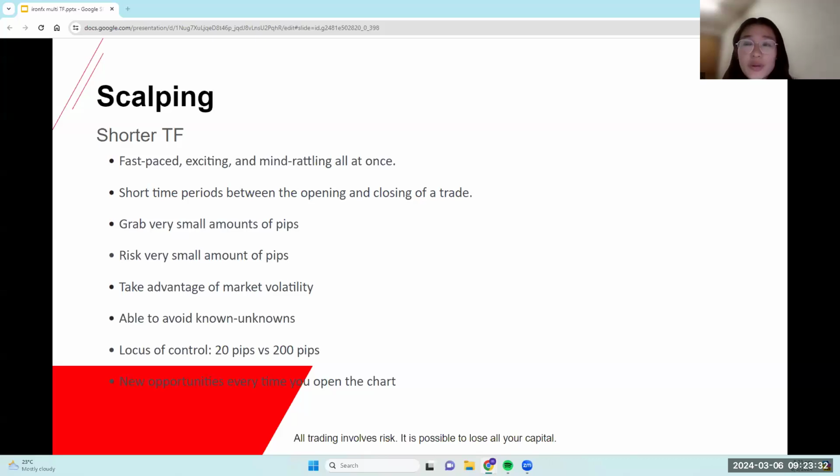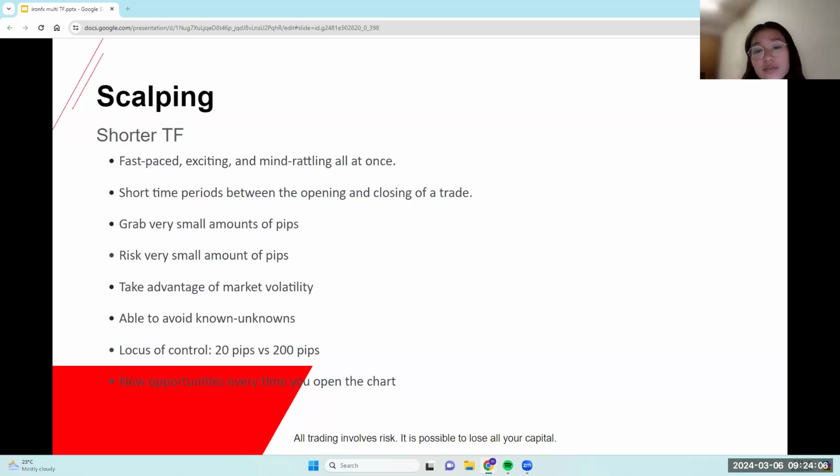So starting off with scalping, this is obviously for a shorter time frame. This kind of trading is fast-paced, exciting and mind-rattling. There are obviously short time periods between the opening and closing of a trade, but you grab very small amounts of pips. You're also risking a very small amount of pips as well. So it does depend on your own risk tolerance.